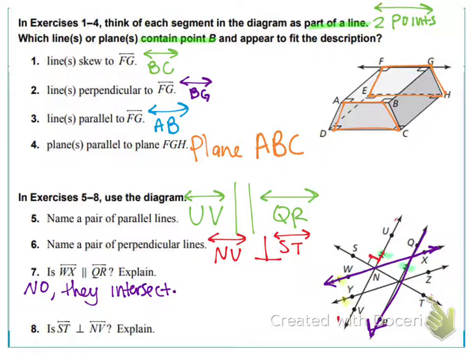All right, and then last, it says is ST perpendicular with NV? Yeah. Do they intersect and form 90? Yeah. They do. So there's a right angle on this side. So number one, there would be a right angle on this side as well.